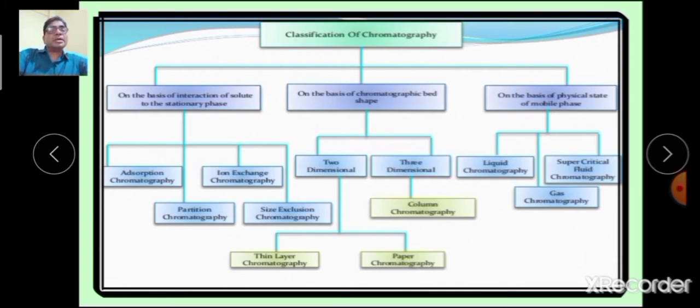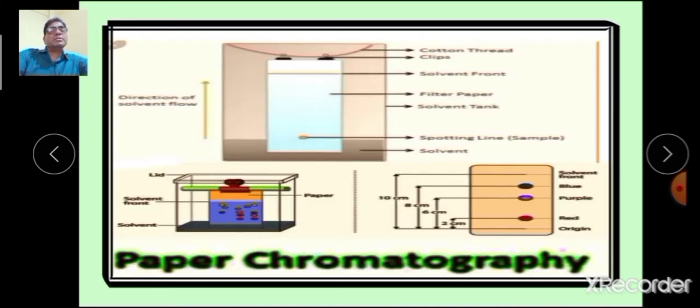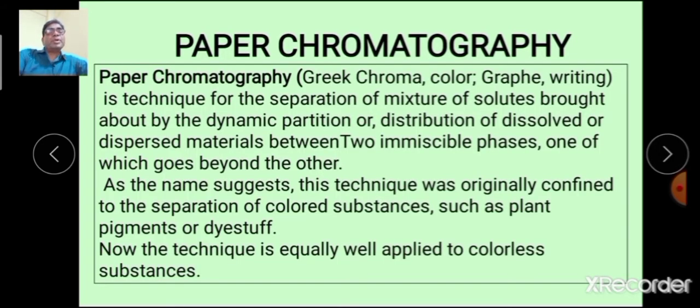The classification is again shown here. Study this. Now we are going to study paper chromatography. Here different diagrams are shown. We will see them in detail further. In paper chromatography, the Greek word chroma means color and graph means writing, therefore color writing in Greek. In our language it is paper chromatography.